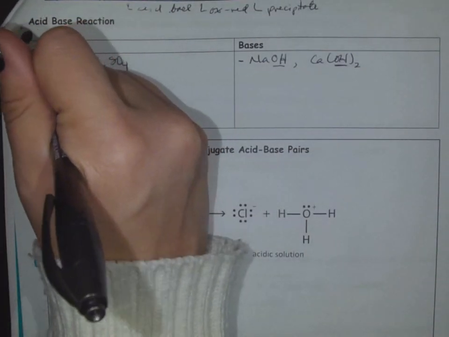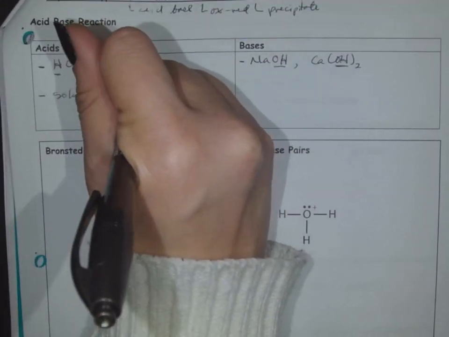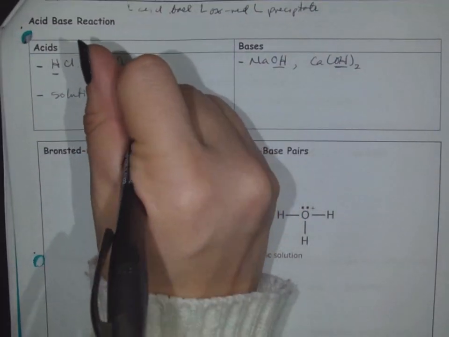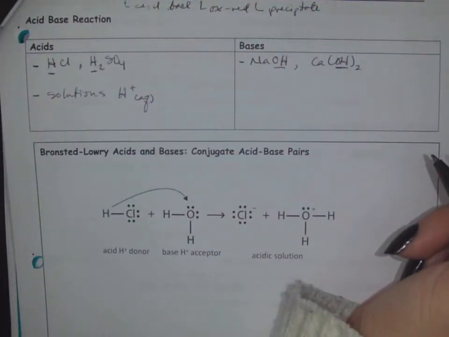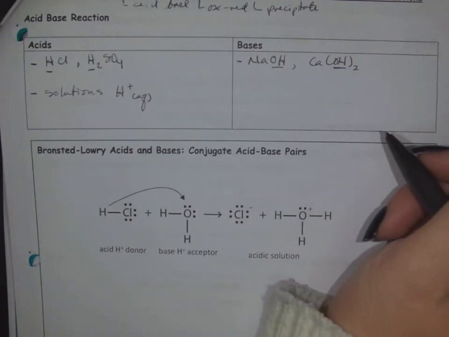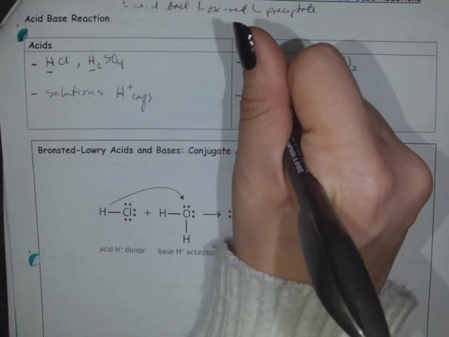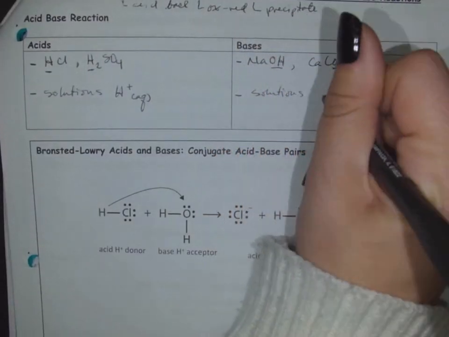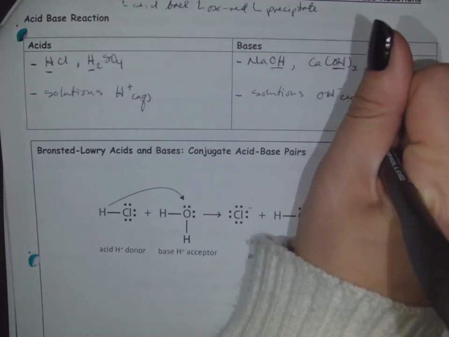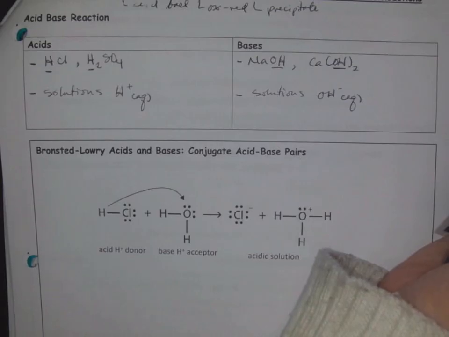Acid solutions have a whole bunch of H+ aqueous ions floating around. So there's more H+ than there is OH-, and that's what makes it an acidic solution. And then base solutions have hydroxide ions in their solution, which makes them a base. Okay? All right, so that's our acid-base as far as the Arrhenius definition goes.